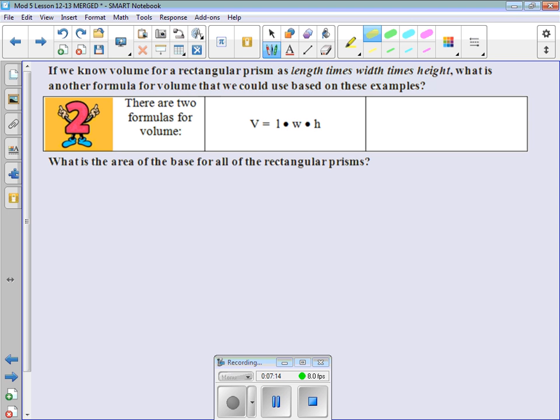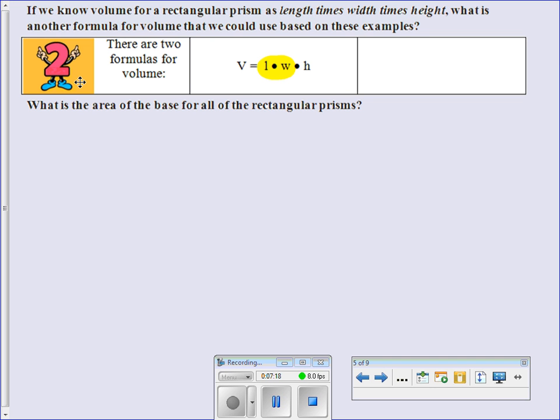Instead of saying length times width, what can I replace that with? What letter represents the area of the base of that rectangular prism? So what letter did we say can represent that? What kind of B?